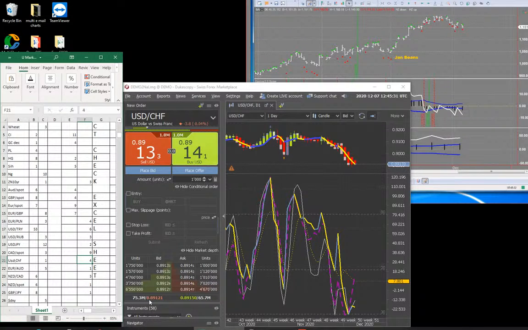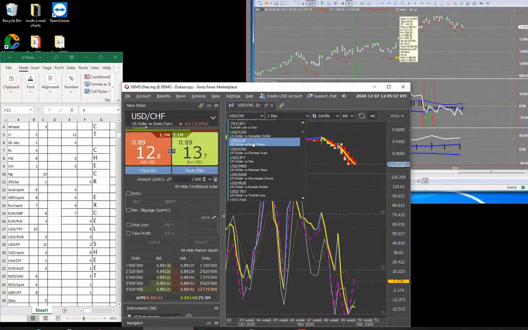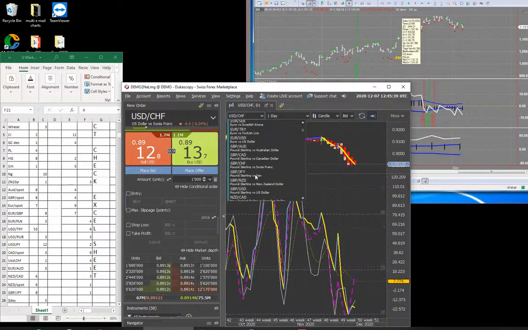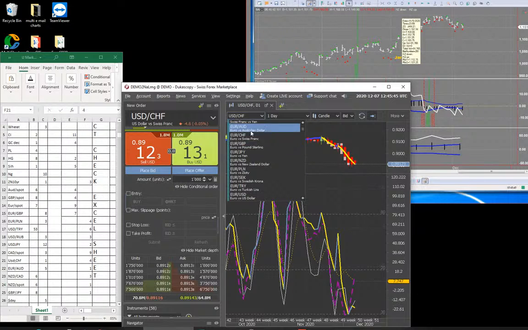On the euro, let's double check that. The euro, let's see. Let's try this here. Euro.